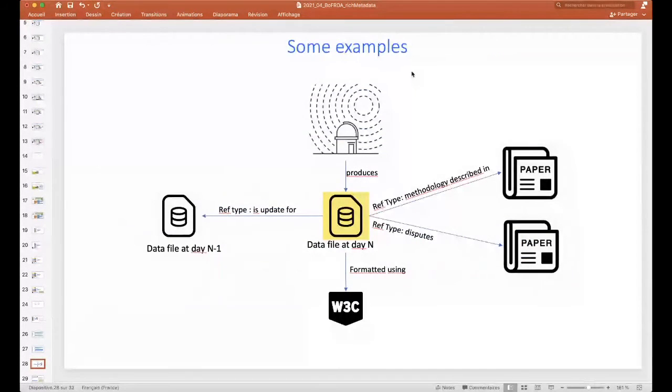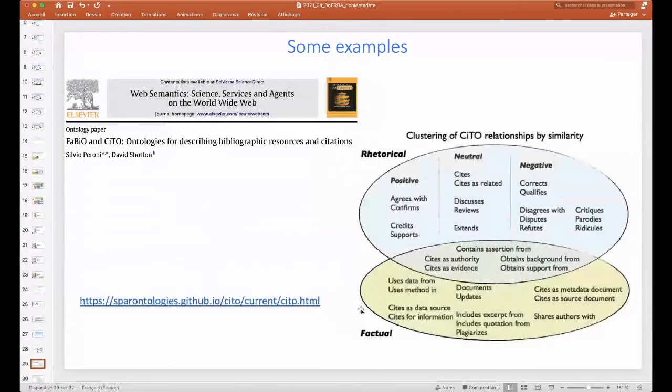And some examples of what we would like to do: we have some producer of data. For example, we have a time series where a data set is produced each day. We would like to have a mechanism to say that this is a new version of yesterday's version, and it uses a methodology described in some paper, which disputes another paper, and for example is formatted using a given standard. We have some examples of existing features in the literature.